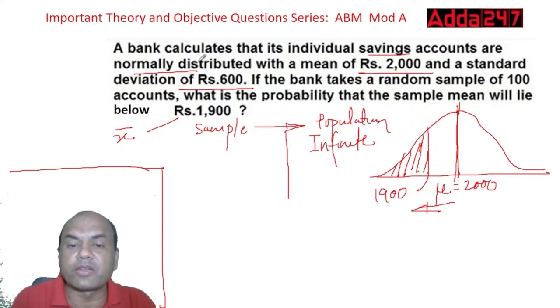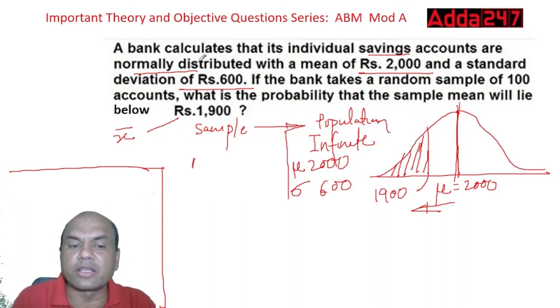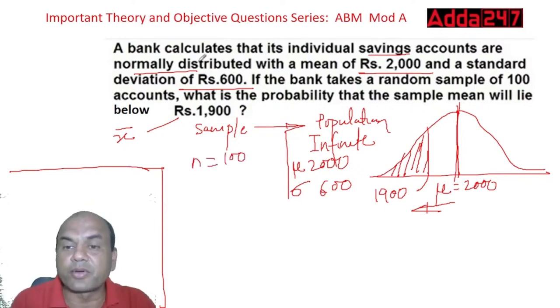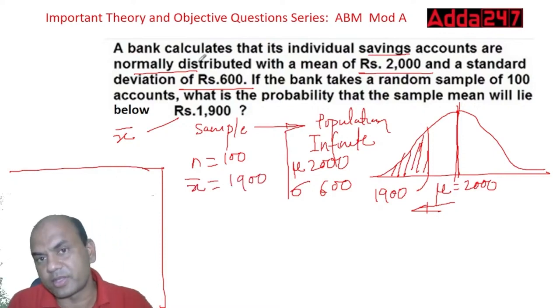For population, the mean is given as mu. Mu is given as 2000. Then the standard deviation, we write it as psi, like this. Psi is given as 600. Then on the sample side, what is given? N, small n, the sample size, is given as 100. Then what about the sample mean? We'll call this x bar. X bar is given as 1900. So these are the four values you have.